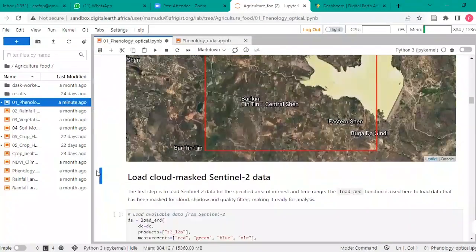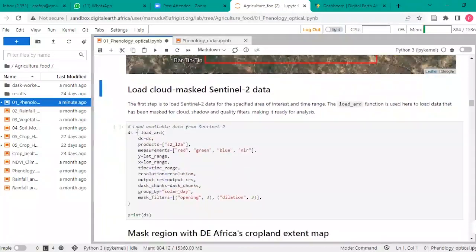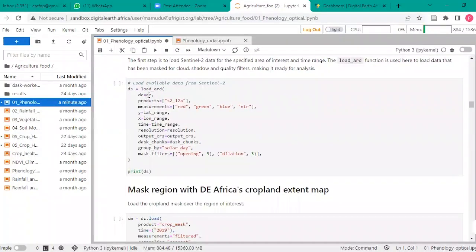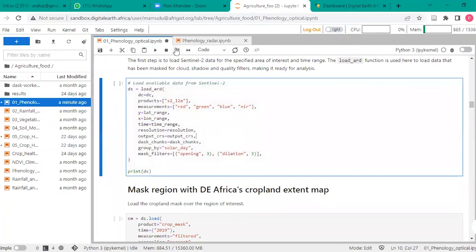So moving on, we are now going to load the Sentinel-2 data, and we are loading from the analysis ready Sentinel-2 data set using the latitude and longitude values we have specified in previous cells, the time range, the resolution, and all these other parameters. So we'll just run this.